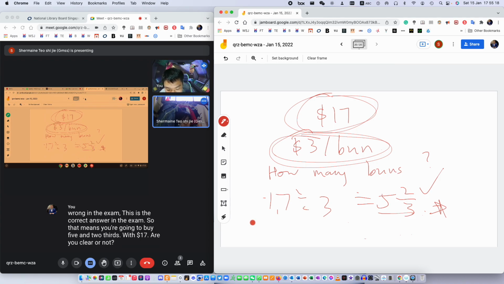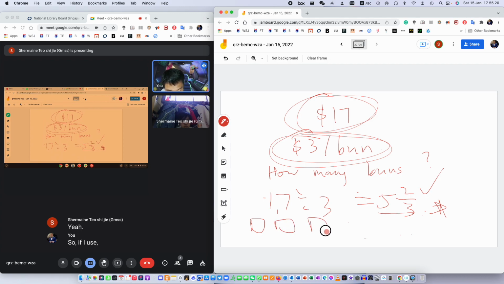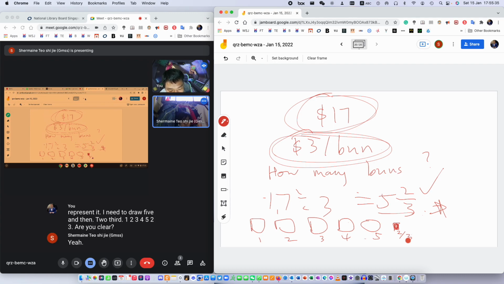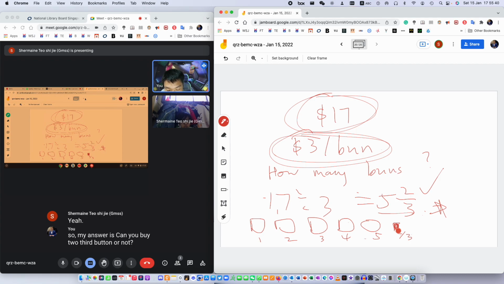If I use a diagram to represent it, I need to draw 5 and then 2/3. 1, 2, 3, 4, 5. 2/3. Are you clear? So my answer is, can you buy 2/3 bun or not? You go to the boss. Boss, I want 2/3 bun. Do you think the boss will entertain you? No. So how many buns can you buy? If you cannot buy 2/3, 5. Yes.